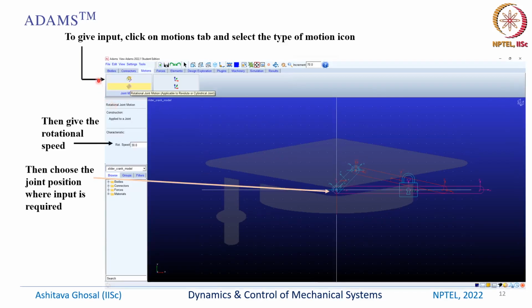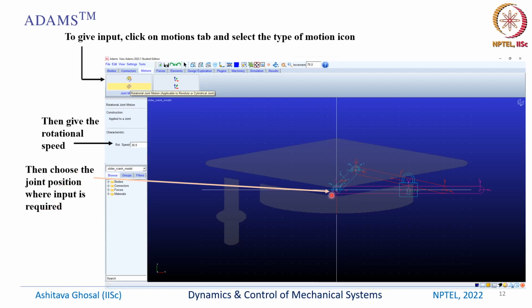So once you have this input link, and then you have another link, and then this third link is the fixed one, then we need to give input. To give input, you click on the motion tab and select the type of motion icon you want. So if you want to give rotational speed, then you can give the speed. In this case, we have chosen 30. Then you choose the joint position where the input is required. So we want the input here.